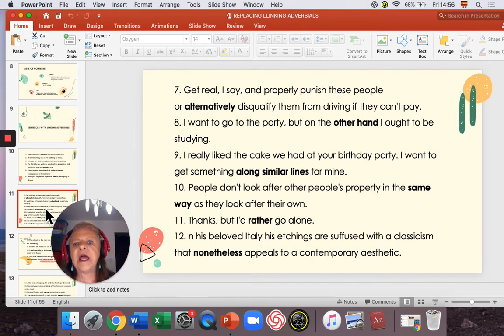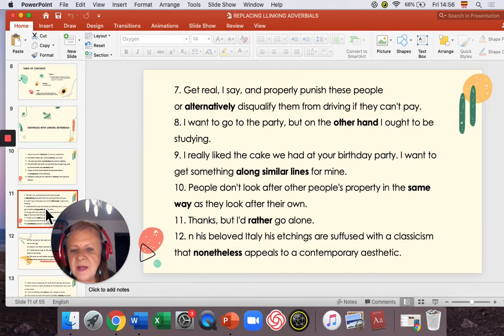Next one. Get real, I say, and properly punish these people, or alternatively disqualify them from driving if they can't pay. That means alternatively you are given an option. Either they pay or they don't drive. They have a different option. Okay? Next one. I want to go to the party, but on the other hand, I ought to be studying. That means that even if I want to do this, I have something more important to do. So, on the other hand, I have to.